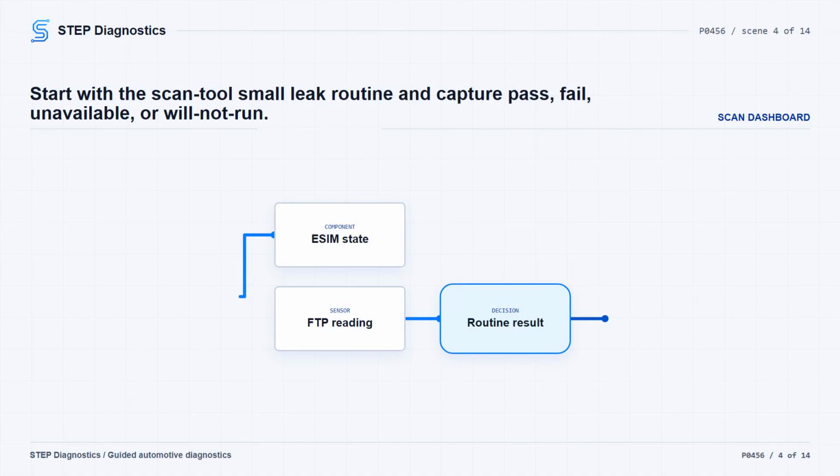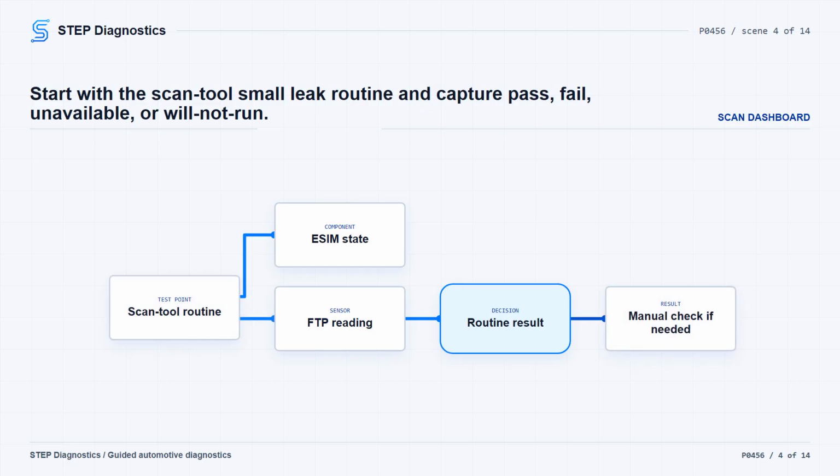With the ignition on, run the small leak verification test routine with the scan tool and follow the on-screen prompts. Record whether it passed, failed, is not available, or will not run. That routine is based on the fuel tank pressure sensor reading, and it also displays the ESIM switch state so you can verify that state against the manual evaluation.